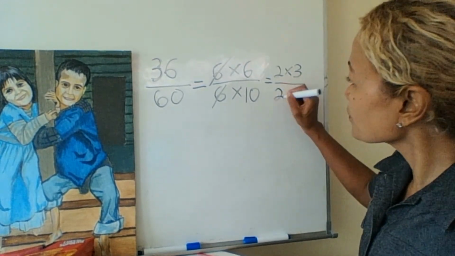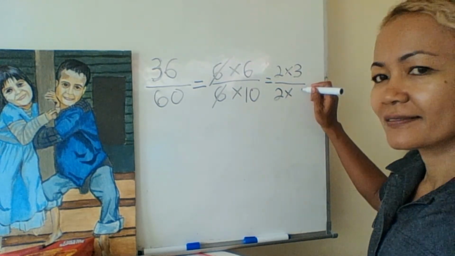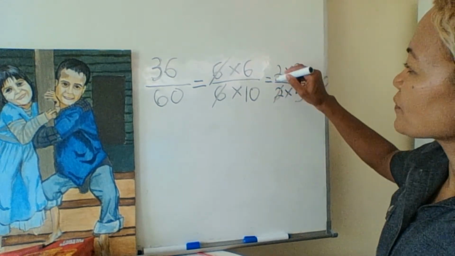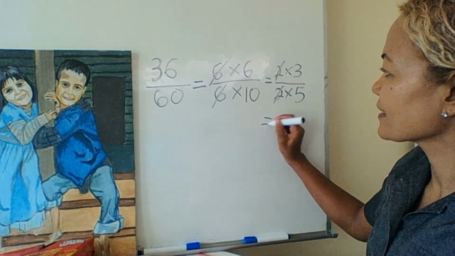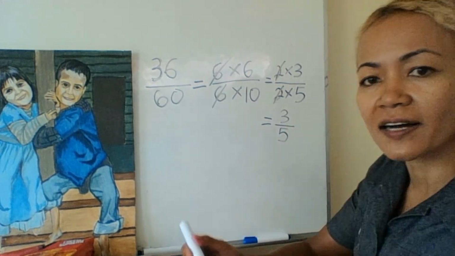So 2 times what is equal to 10? 2 5s. Okay, 2 5s. 2 crosses out. And now you're left with 3 over 5.